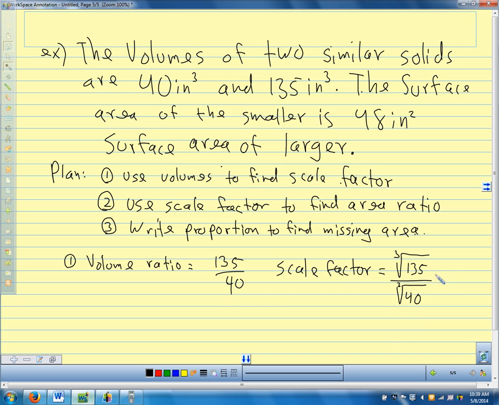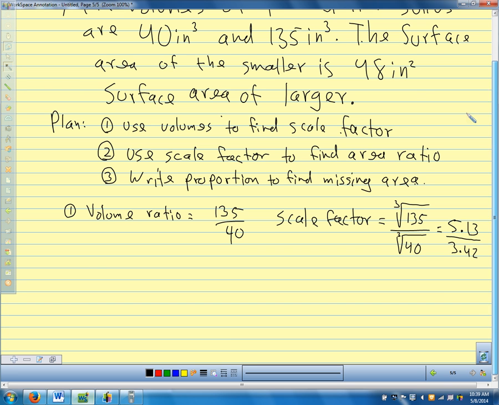When I put that in my calculator, I get 5.13 divided by 3.42. So I put the cube root of 135 in my calculator, that's 5.13. The cube root of 40 in my calculator, 3.42. So there's step 1. We found our scale factor. Step 2 is use the scale factor to find the area ratio.